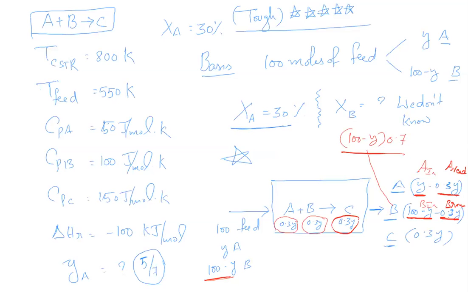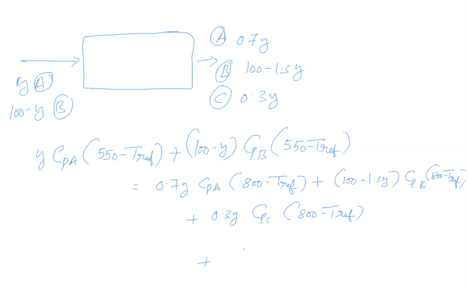Minus 100 kilojoules. Now minus 100 into 10 power 3. Is this with respect to A or B? Doesn't matter, because how many moles of A reacted, both A and B reacted, will be into 0.3 into Y.